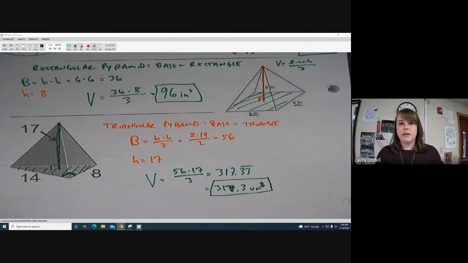Today's homework is going to be IXL. It's going to be the volume of cones and pyramids unit in IXL. So you're getting to a SMART score of 80 and then you can be done.